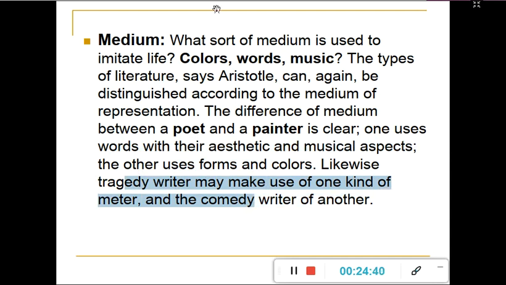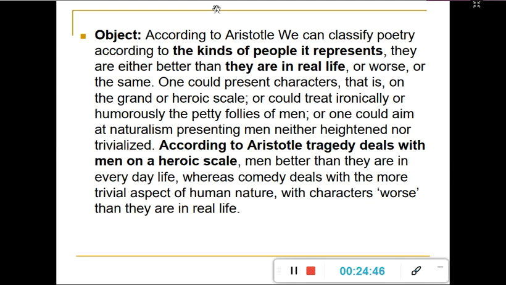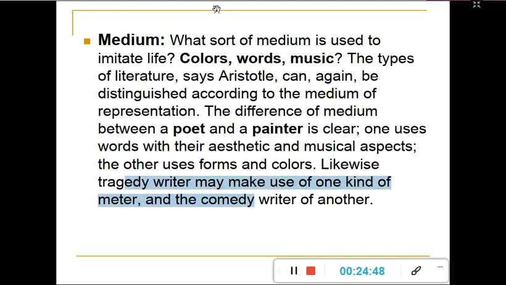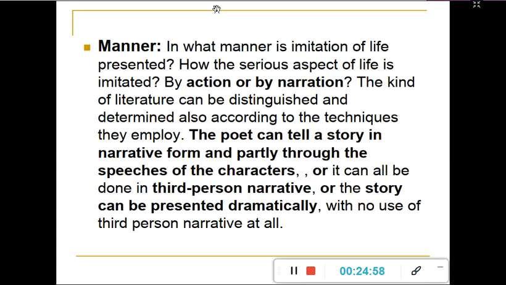يبقى هنا الميديوم هو ازاي the way, the technique of representing the topic. The topic اللي هو إيه؟ اللي هو الobject اللي كان في النقطة الأولانية. The colors, the words, the music. وبعدين عمل لي differentiation ما بين البوت وما بين البينتر وما بين الميوزيك. مثلا as an example المانر.